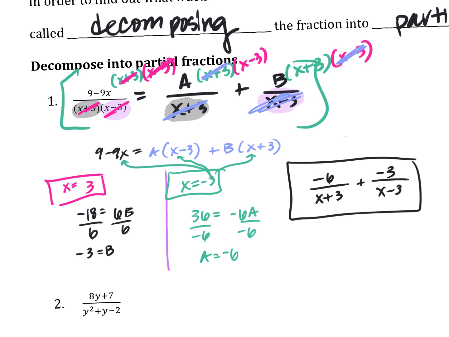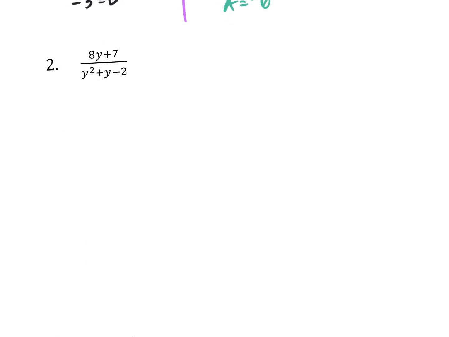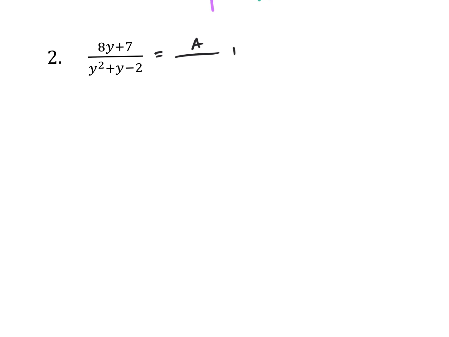Yours was not wrong. This is just, I wouldn't even say better, different. The first step is to say this is going to be some A over a denominator. This will be some B over a denominator. The denominators, you're going to want factored. I promise you, you can factor all of the denominators. No quadratic formula or anything needed.